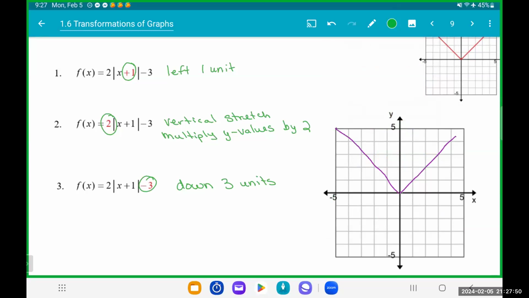We're going to end up with 0, 0, Y value. So we're going to shift down 1, multiply our Y value, and not down 1, sorry. We're going to shift to the left 1. Our Y value multiplied by 2, which still is 0, and then down 3 units. That's going to land us right here.